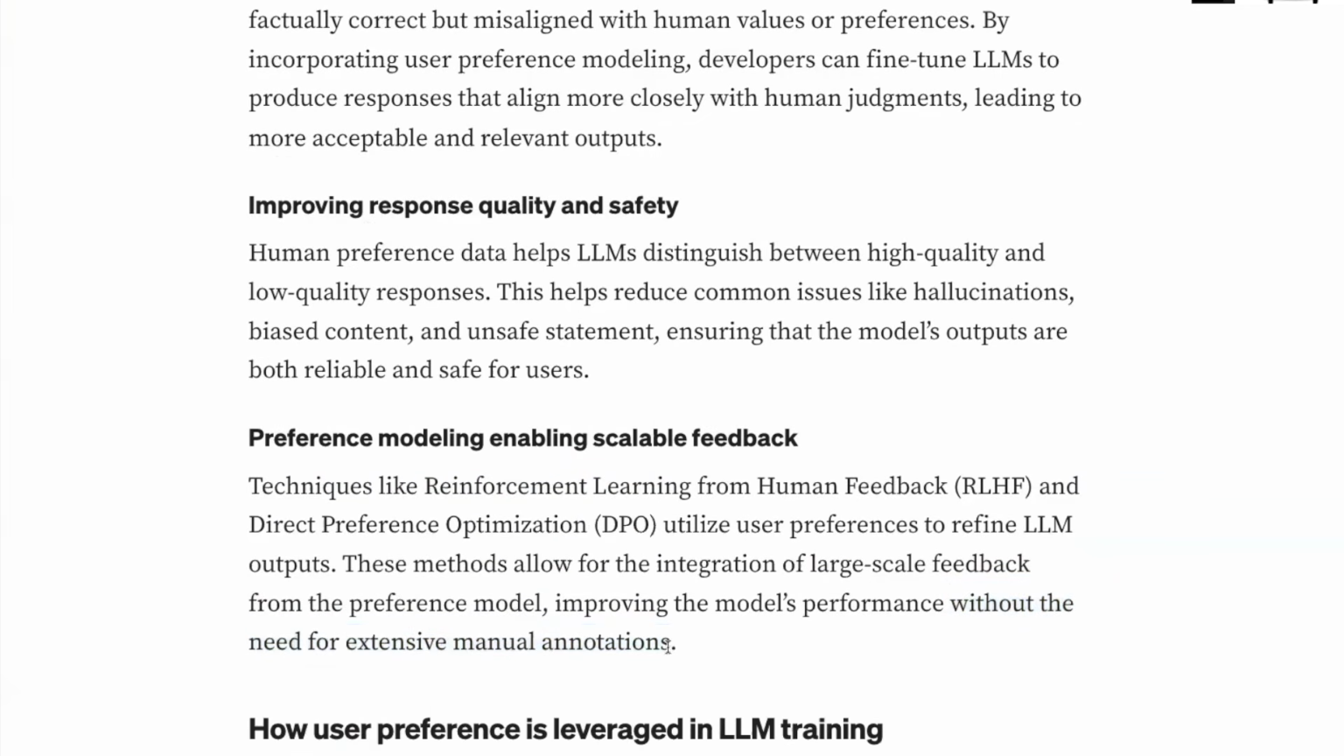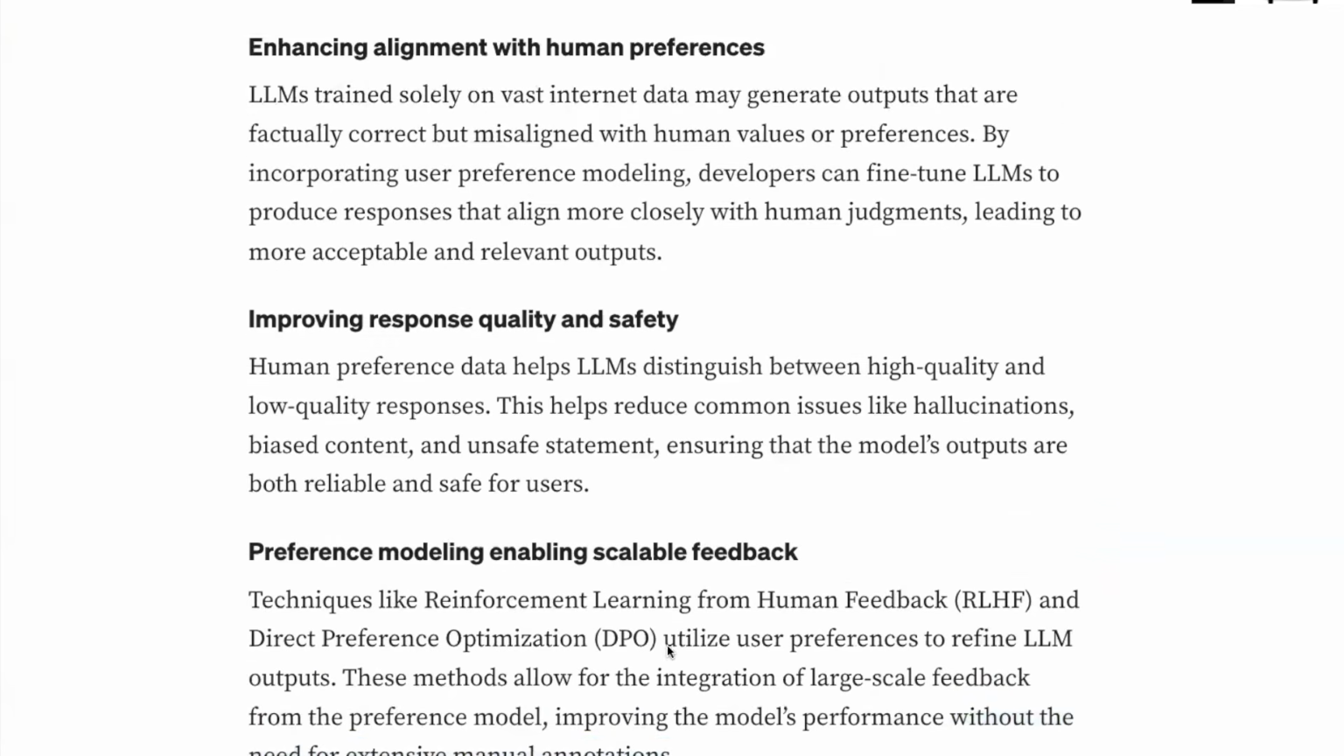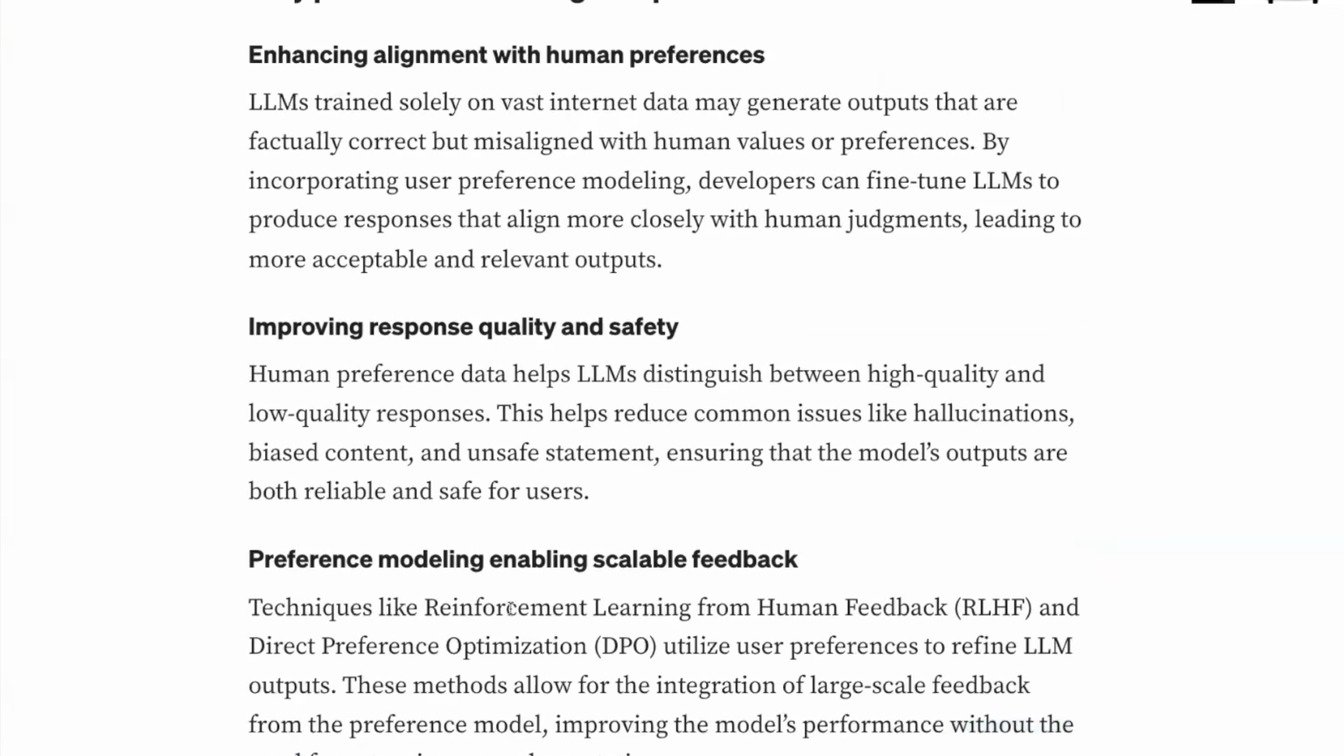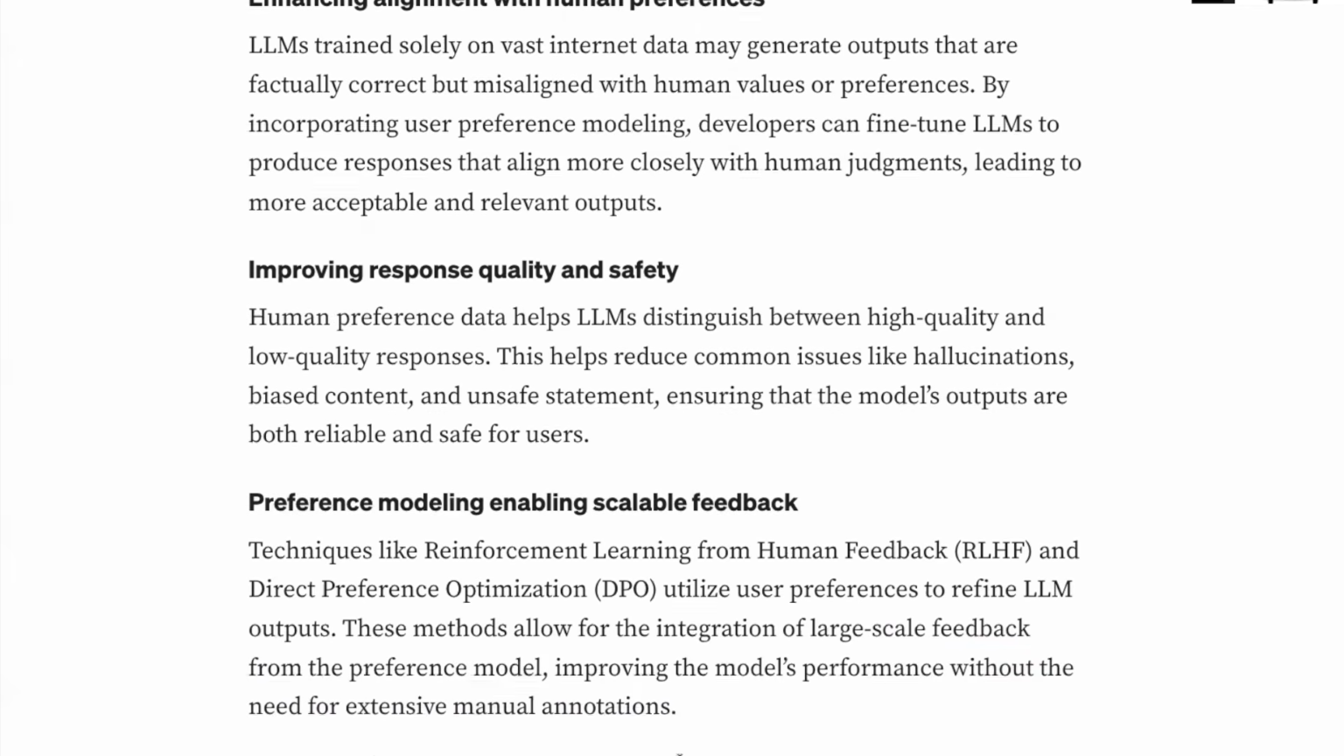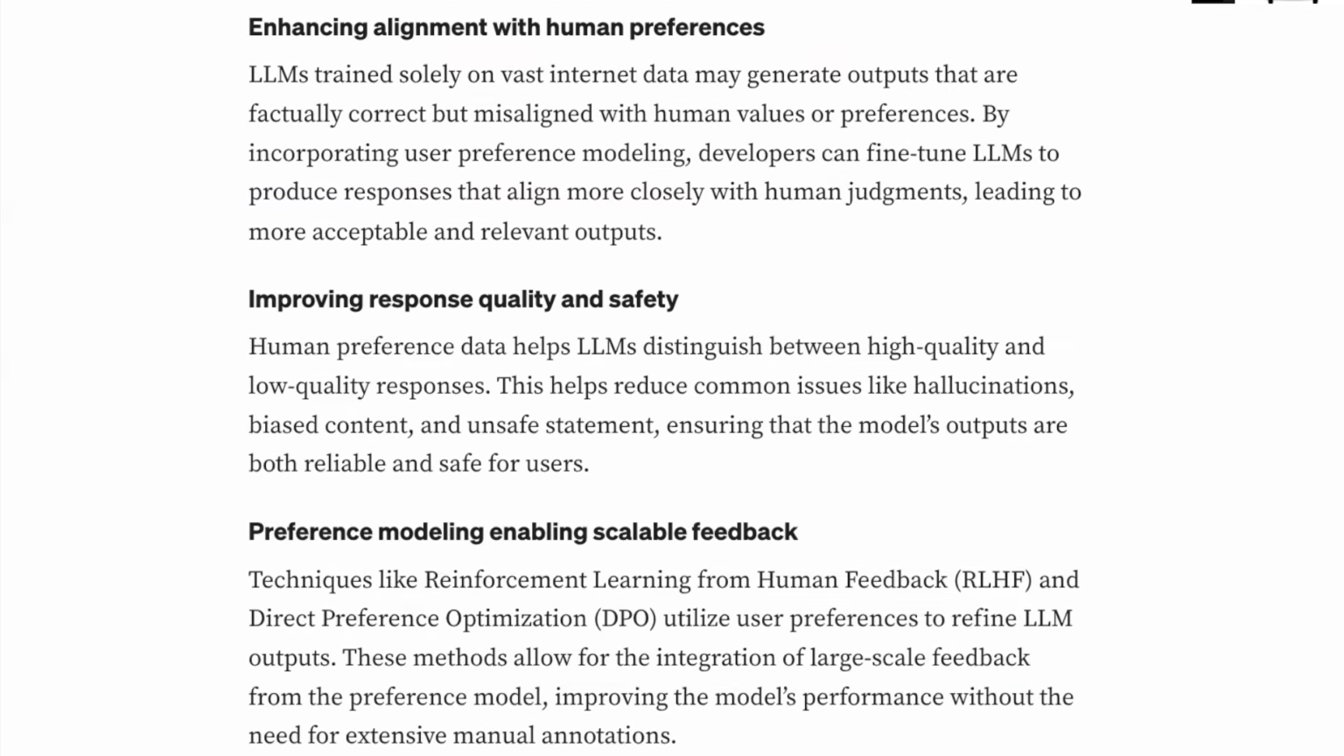So in the end, if we are really able to model the human preference very well, then we have very good feedback signals to train the LLM further without extensive manual annotations, and also improve the LLM towards generating friendlier, more useful, helpful, and safer outputs that align with human values. So this is the why.